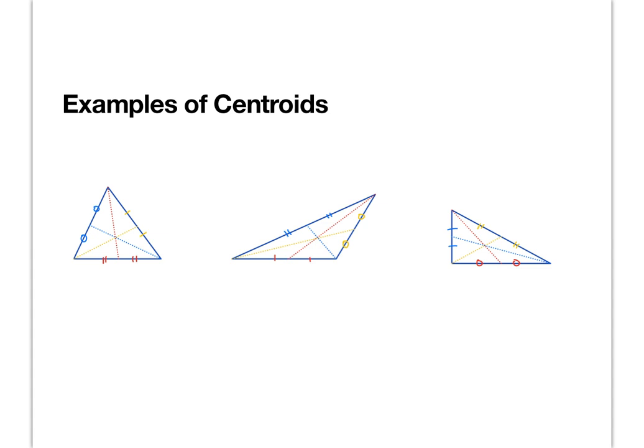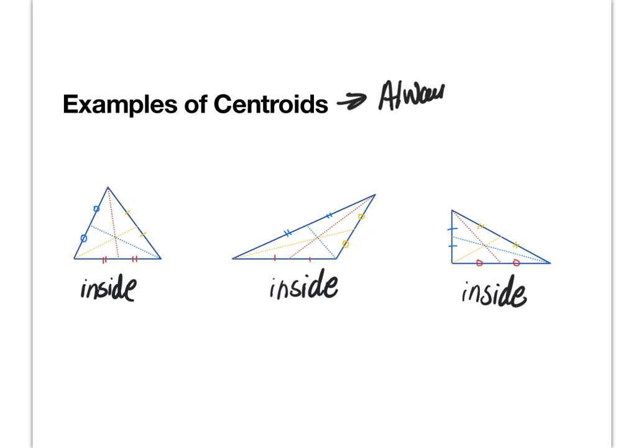Here are some examples of centroids. Remember, a median joins the vertex to the midpoint of the opposite side. So in my acute triangle, I can see that my centroid is inside the triangle. In an obtuse triangle, the centroid is still inside. And for a right triangle, it is still inside. The centroid is always inside the triangle.